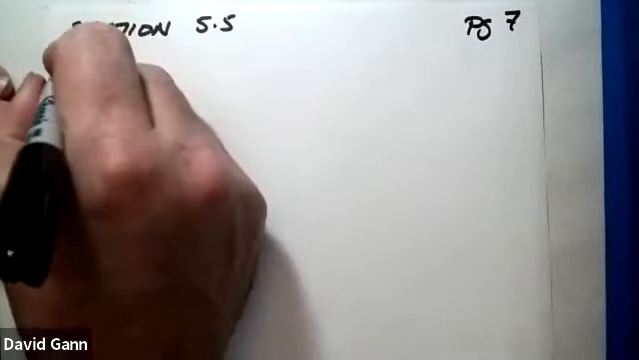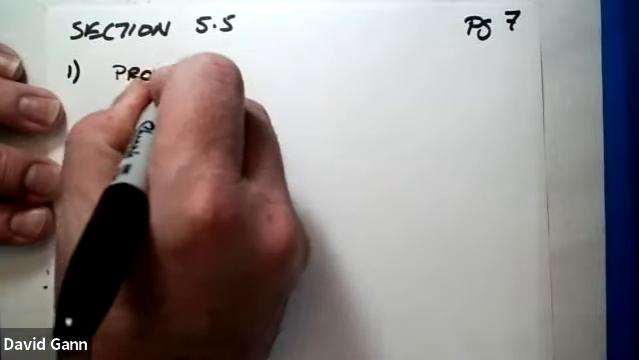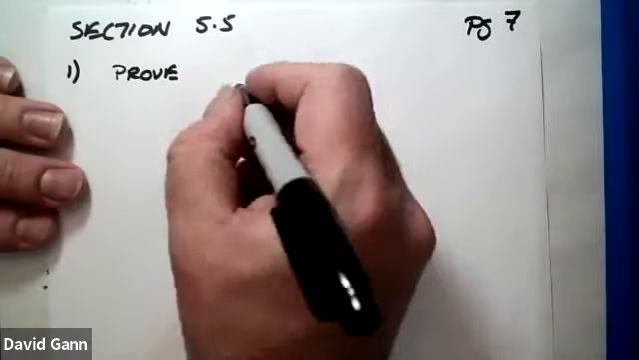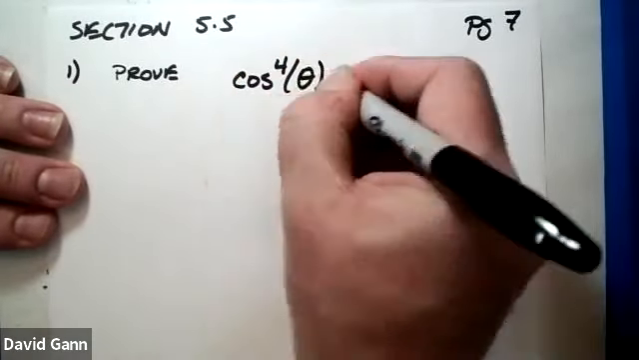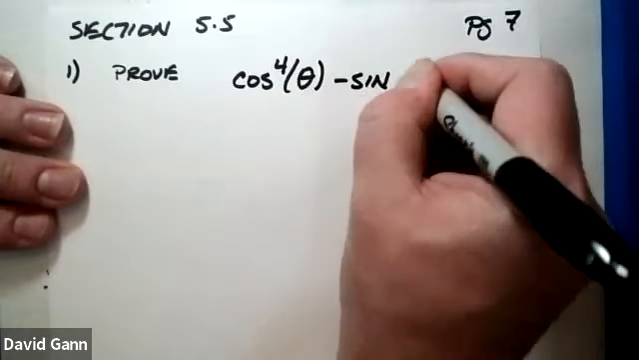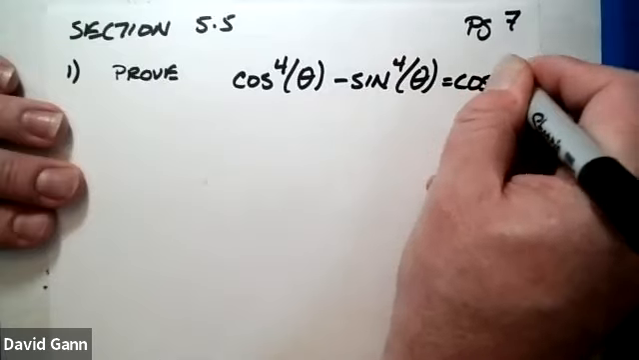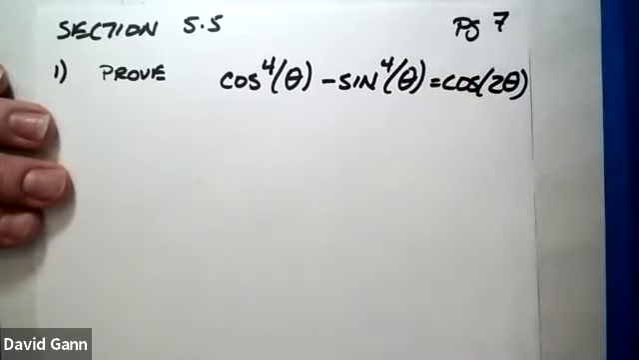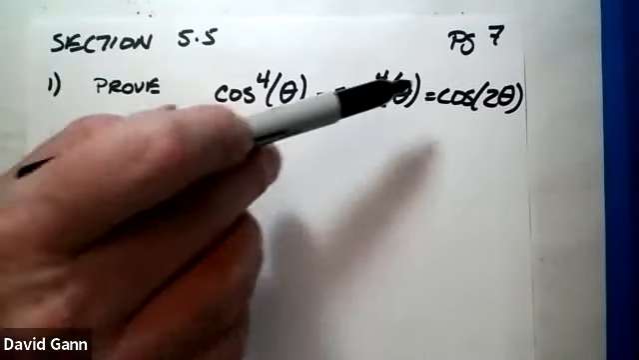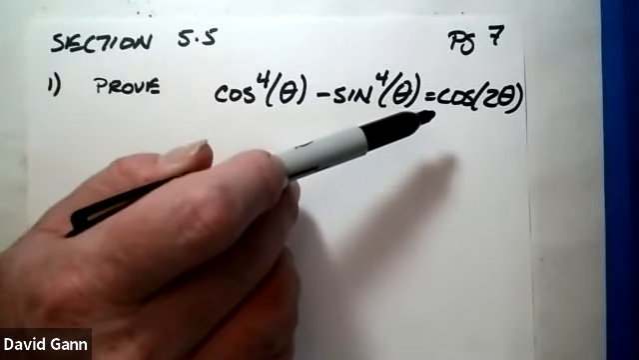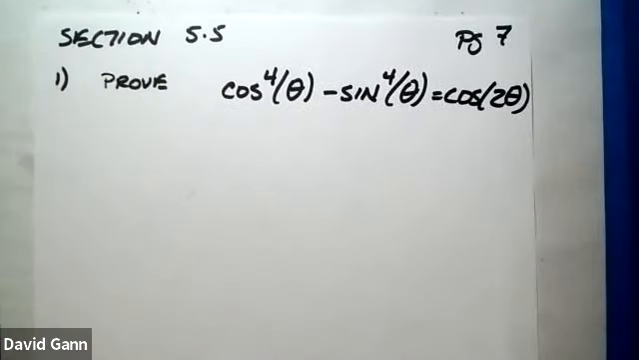But let's do this one. How about prove that the quantity cosine to the 4th power of theta minus sine to the 4th power of theta is equal to cosine of 2 theta. Now that's kind of interesting, because this is basically telling us we have yet another formulation for cosine of 2 theta. But this one is pretty trivial, and you'll see why fairly quickly.